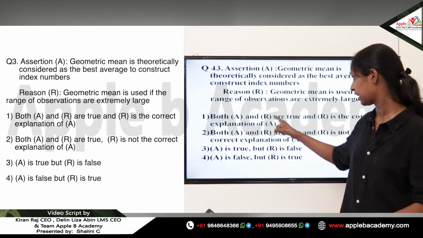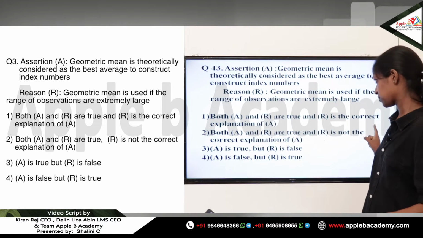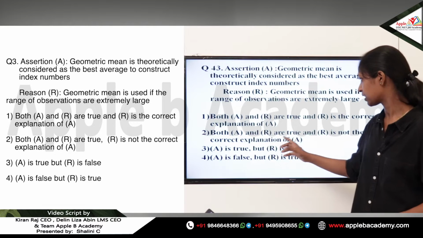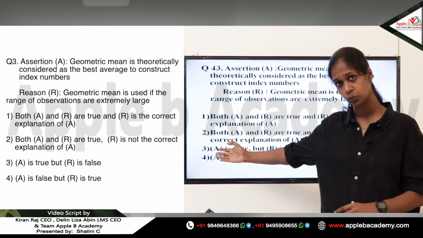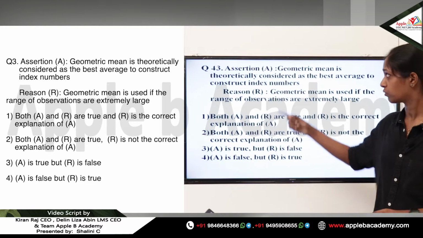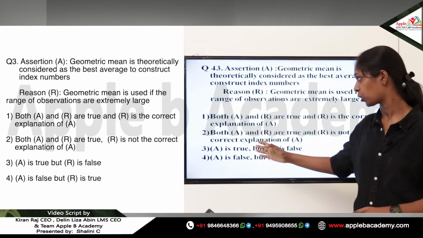So we will come back to the options. Both A and R are true, and R is the correct explanation of A. Both A and R are true, and R is not the correct explanation of A. So we will have to stick to option 2. It is not the correct explanation. So the answer to this question will be option 2.